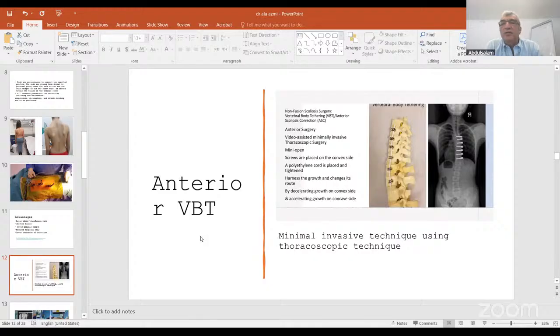There is also something that has been going on within the past 5 years, and a lot is talked about it: the anterior VBT. Anterior VBT is a non-fusion technique, also for adolescent idiopathic scoliosis. And when you do the thoracic, you do it with the thoracoscope. It's a limited, some sort of minimally invasive technique.